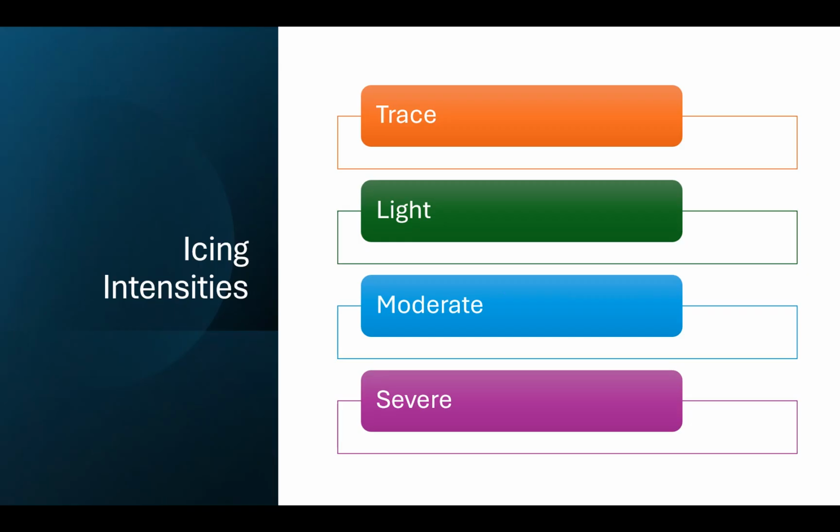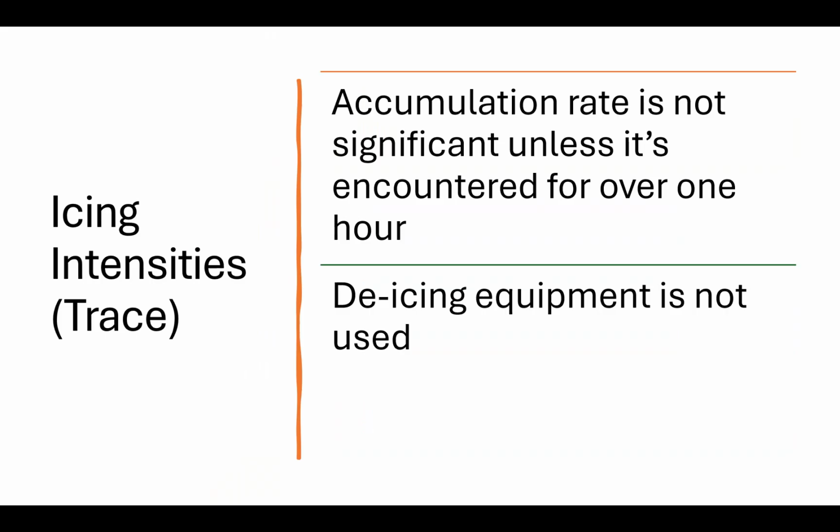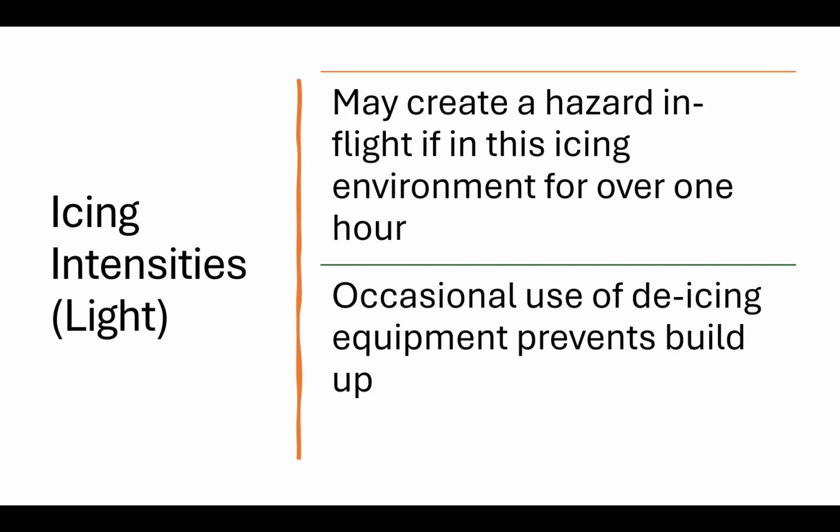For icing intensities, how are the intensities classified? We have trace icing, light icing, moderate icing, and severe icing. For trace icing, the accumulation rate is not really going to be significant unless it's encountered for over 1 hour, so it takes quite a bit of time for trace icing to be a problem. De-icing equipment is not used in this case because, like I said, it's just a trace, accumulation rate not significant.